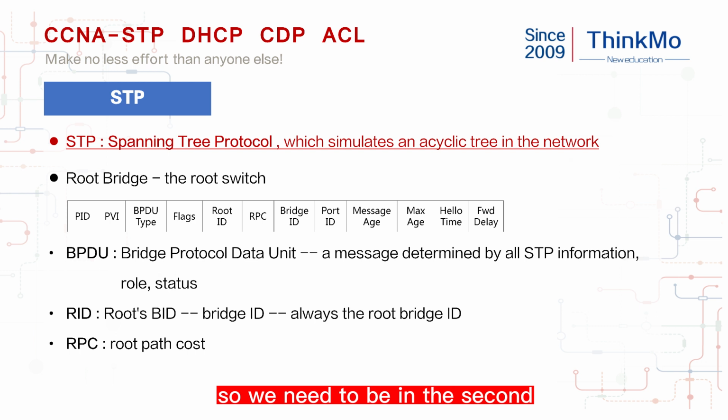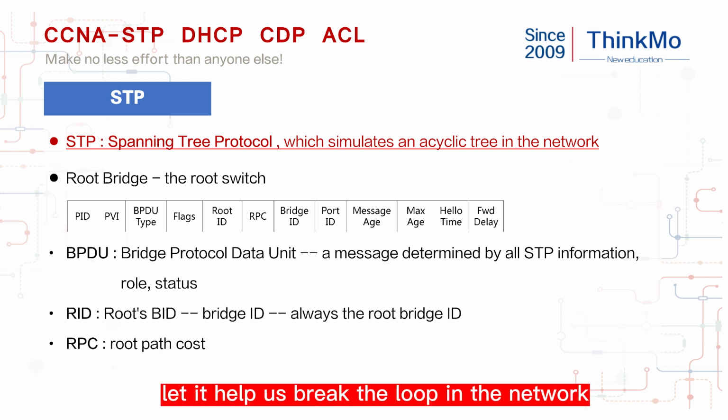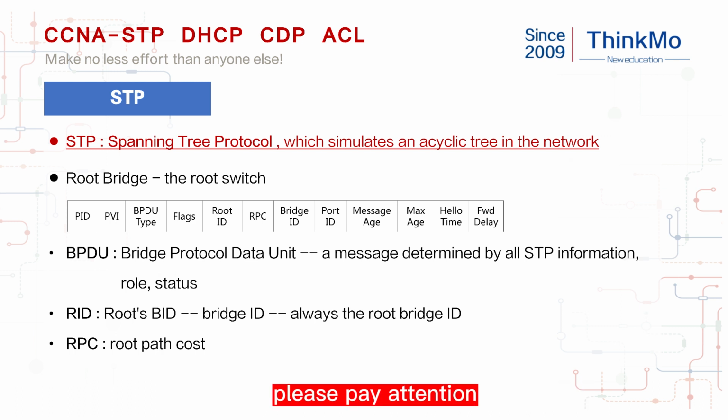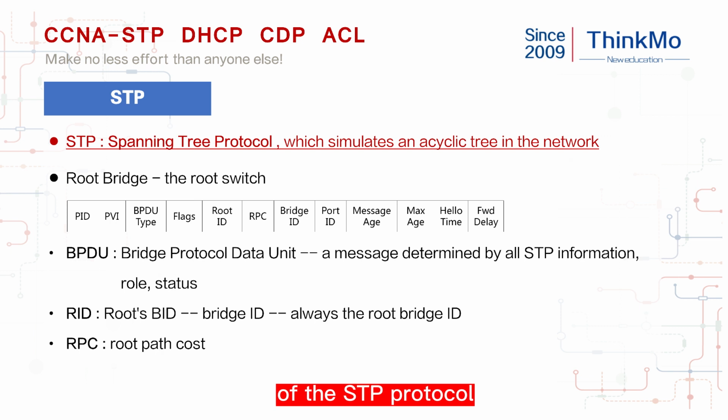So we need to be in the second layer network environment to run protocols like STP. Let it help us break the loop in the network. Please pay attention. We talked about TTL before. In fact, TTL is a means to prevent loops, but it can't break them. STP can break the network loop. Run a protocol like this, and there are no loops in the network. This is the basic role and characteristics of the STP protocol.